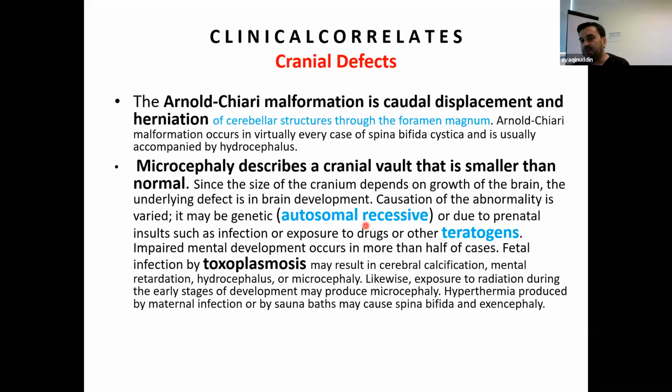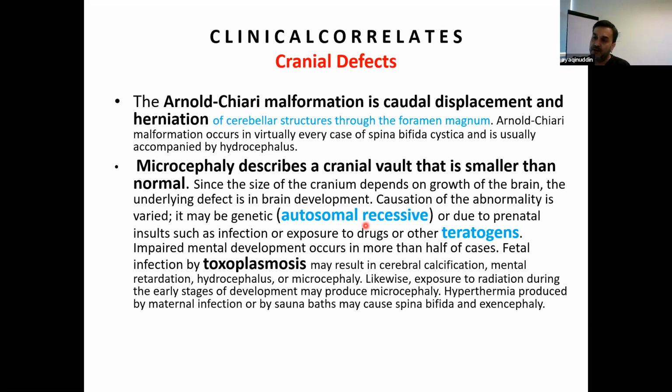Then we are coming to the Arnold-Chiari malformation, which is the caudal displacement and herniation of the cerebellar structures through the foramen magnum. So the tonsils of the cerebellum sometimes pass through the foramen magnum, and this is basically associated with the spina bifida cystica, where there is tethering of the spinal cord with the vertebral column.